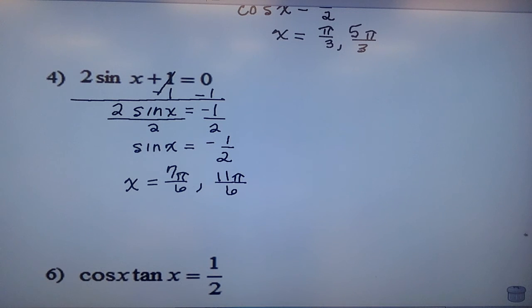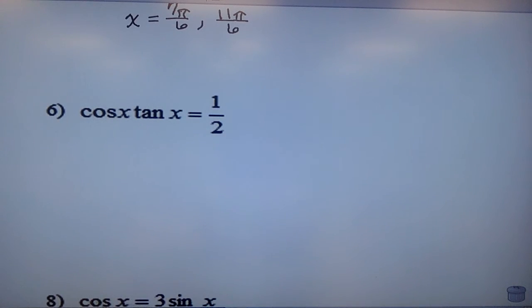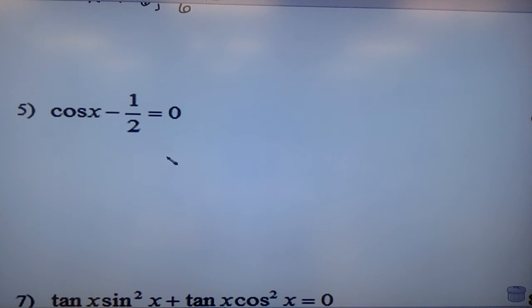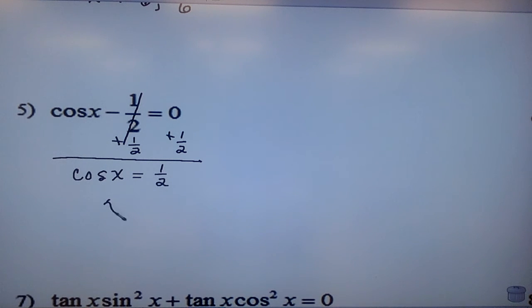All right, let's go to number 5. Here we just need to move the 1/2 to the right. So let's add 1/2 to both sides. And now we have cosine of x is equal to 1/2. At what angle measures does that happen? Remember, cosine is positive in quadrants 1 and 4, so they're going to be pretty far apart. Good, so that's pi over 3 and 5 pi over 3.